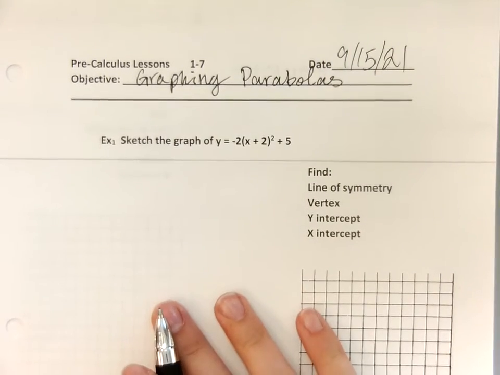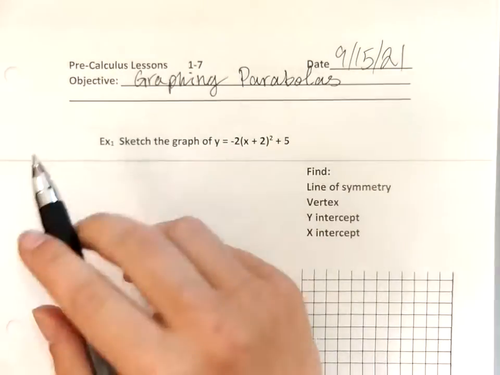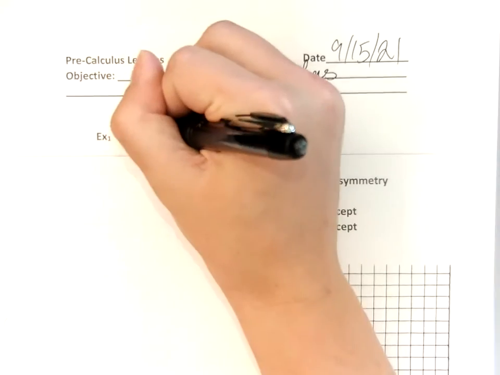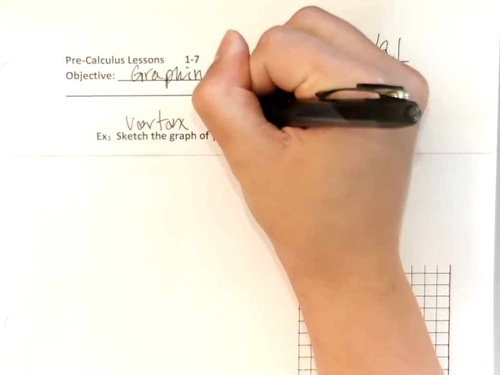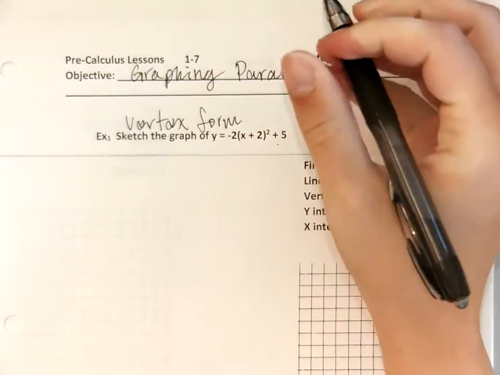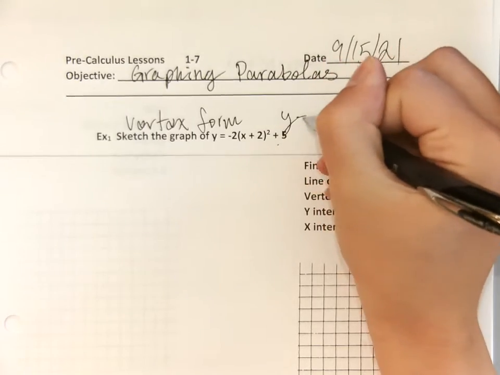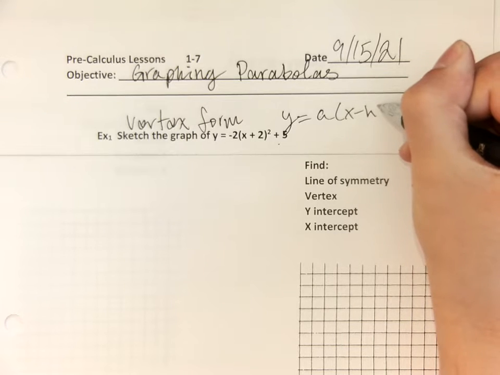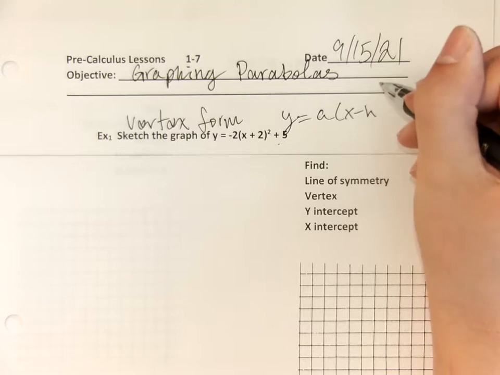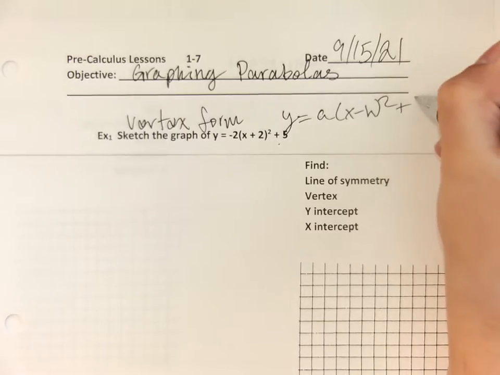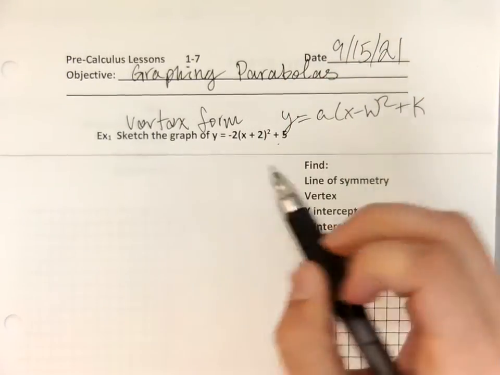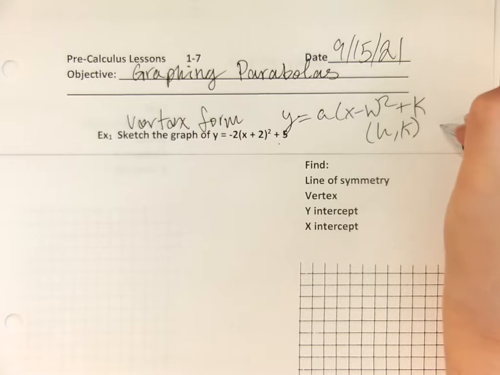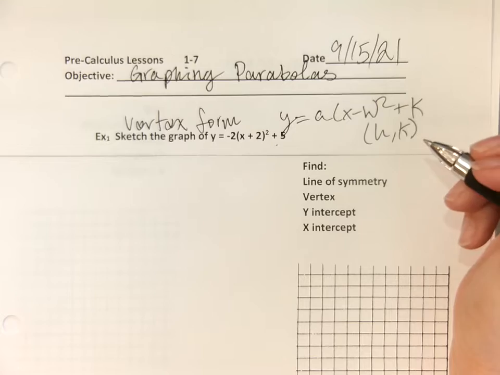Okay, so starting off with the first example, we have a quadratic equation in vertex form. In vertex form, the formula is y equals a parentheses x minus h, squared plus k. And the reason it's called vertex form is because h comma k is the vertex. It makes it really easy to graph.